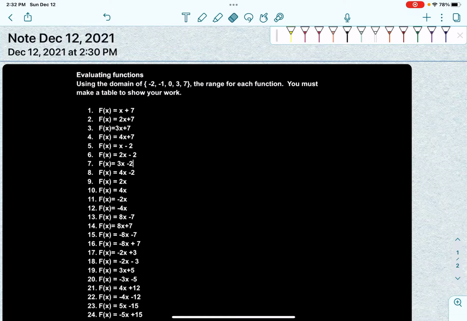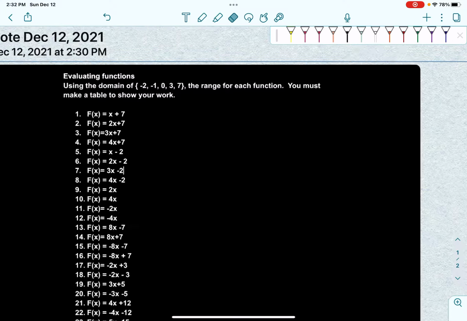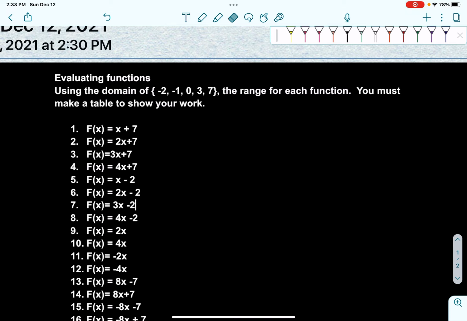Hi guys, today we're going to review a little bit more with evaluating functions. So this is a picture of the assignment that you have for today. And it says evaluating functions using the domain of -2, -1, 0, 3, and 7.